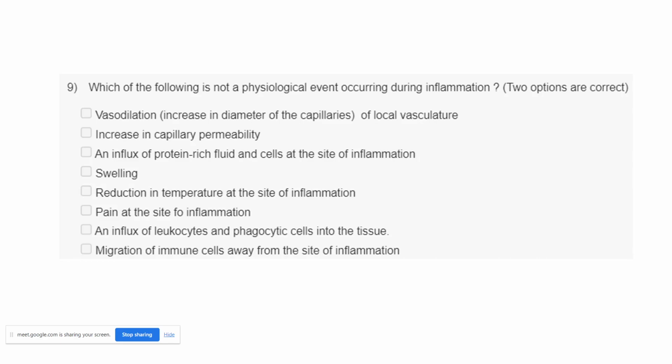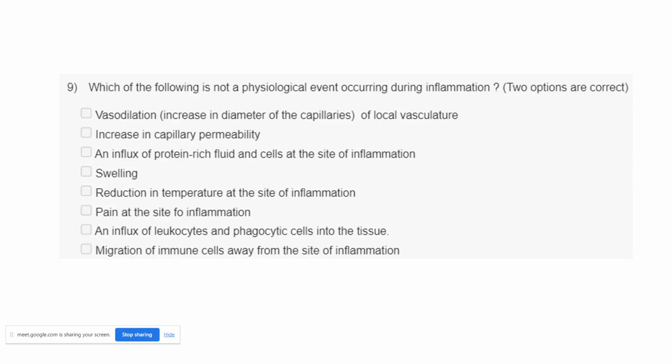Which of this is not a physiological event? Yes. Ma'am, fifth option. 5 and 8. 5 and 8. Okay. Reduction in temperature at the site of inflammation and migration of immune cells away from the site of inflammation. Okay. During inflammation, definitely temperature will be more, heat will be produced. But whereas they had given reduction in the temperature, maybe that may be wrong option. Okay.